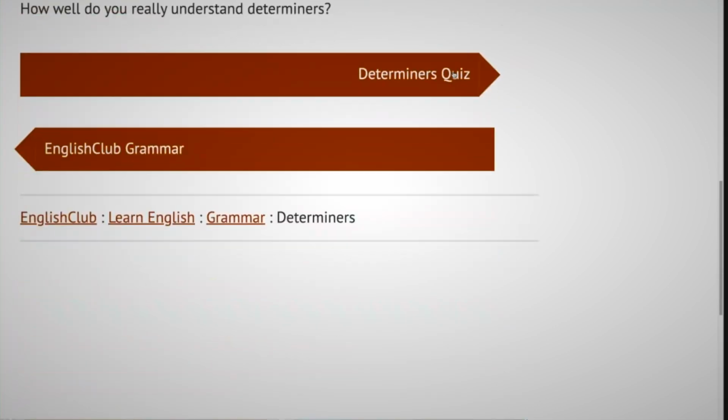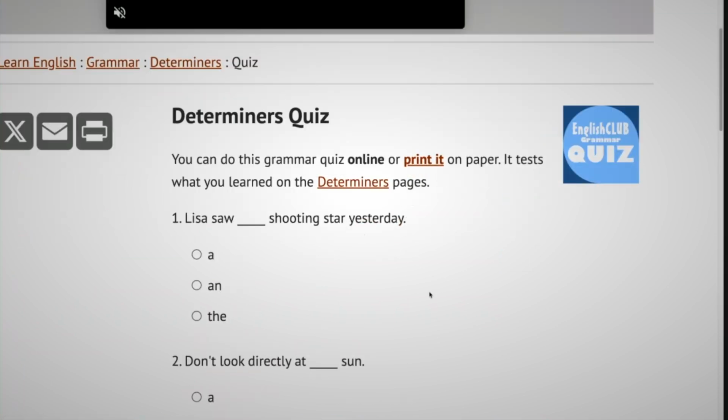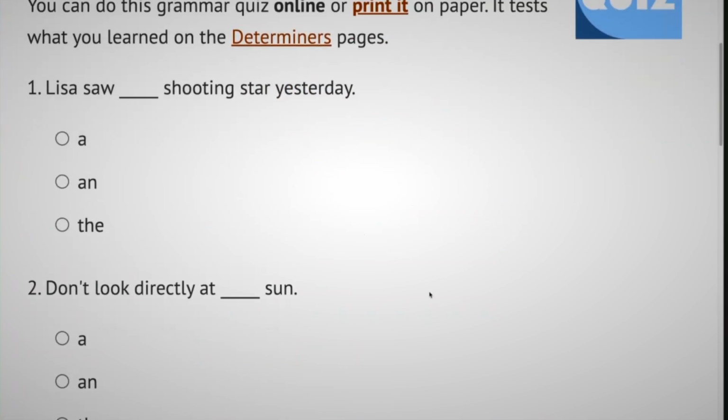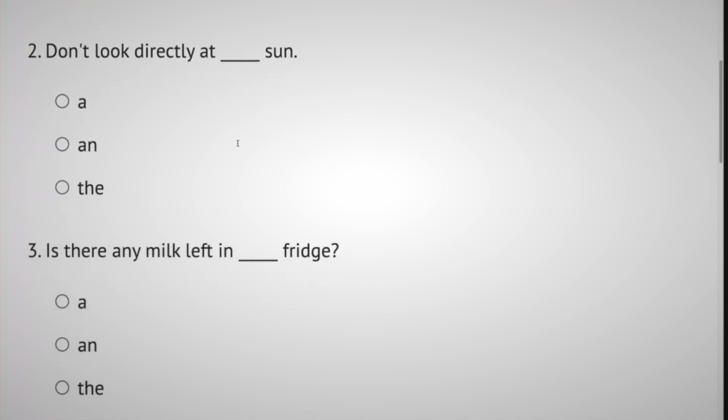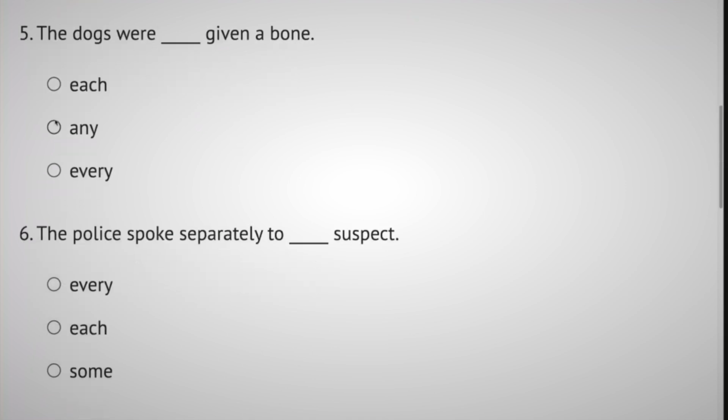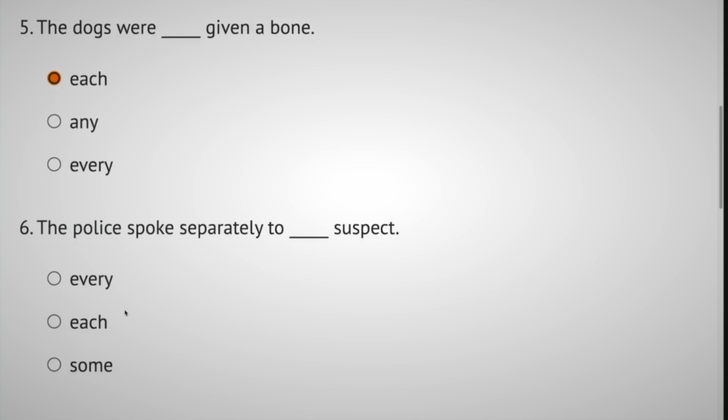Go to the determiner quiz. Lisa saw a, an, or the. Lisa saw a shooting star. Don't look directly at a and the. Each. We could say every dog was given each a bone. Every dog. The dogs. Every dog was given each a bone.